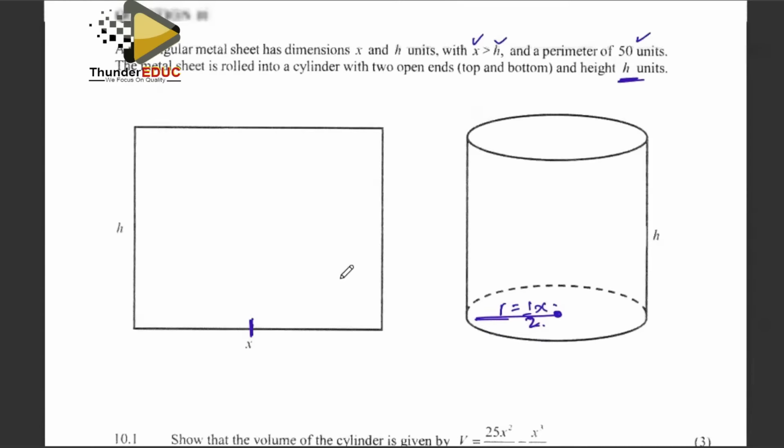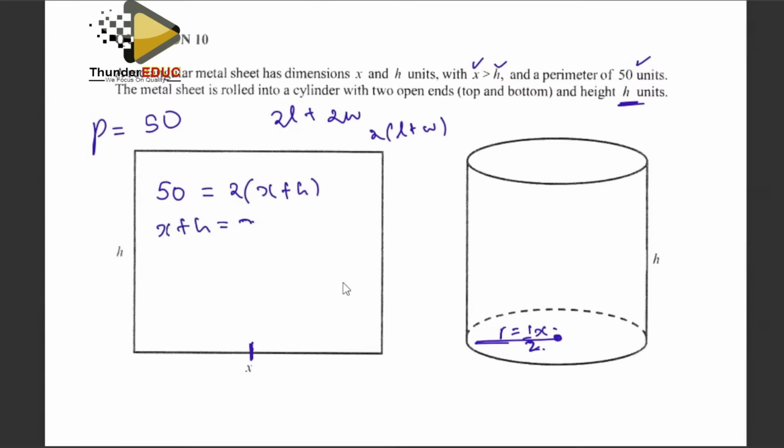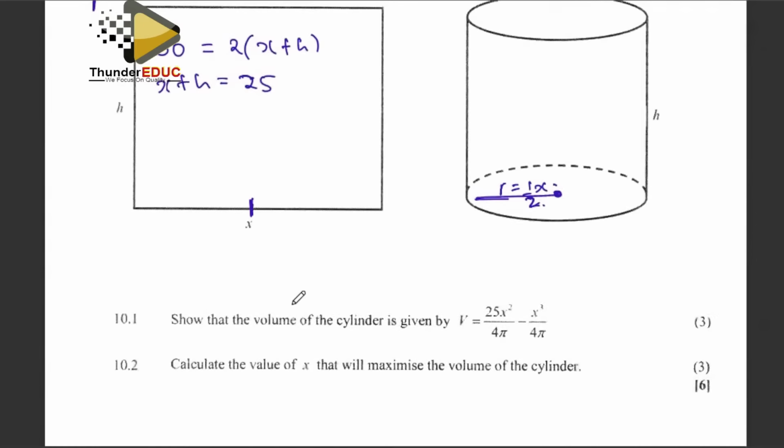2, we were given the perimeter, okay, to say perimeter is a 50. But the perimeter of a rectangle is the same as twice length plus twice width. Alternatively, you can say twice length plus the width. So I'm going to say that 50 is the same as twice into x plus h. Divide both sides by 2, meaning that x plus h gives us a 25. Now the question tells us to show that the volume of the cylinder is given as this. What don't we have here? We don't have h. So let's make h the subject. So it's a 25 minus x.